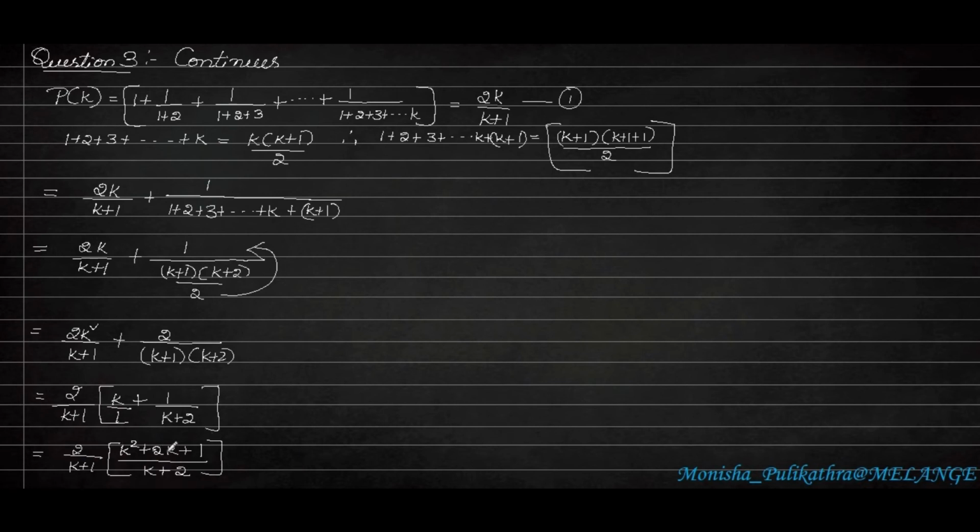So here we have k square plus 2k plus 1. It is nothing but in the form of a plus b whole square. A plus b whole square is a square plus b square plus 2ab. In the same way, if k plus 1 whole square is taken, then it will become k square plus 1 square plus 2 into k into 1. So this will be k square plus 1 plus 2k. Okay, so k square plus 1 plus 2k is equal to k plus 1 whole square.